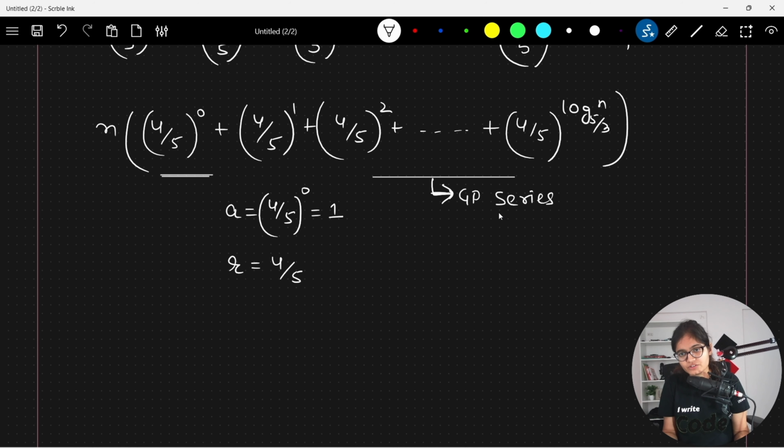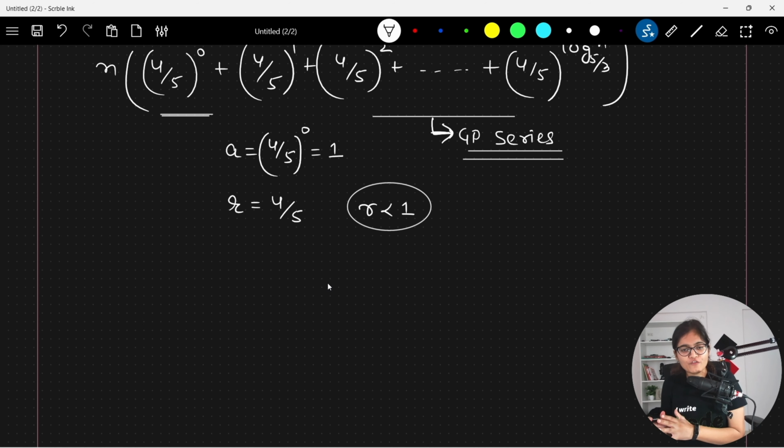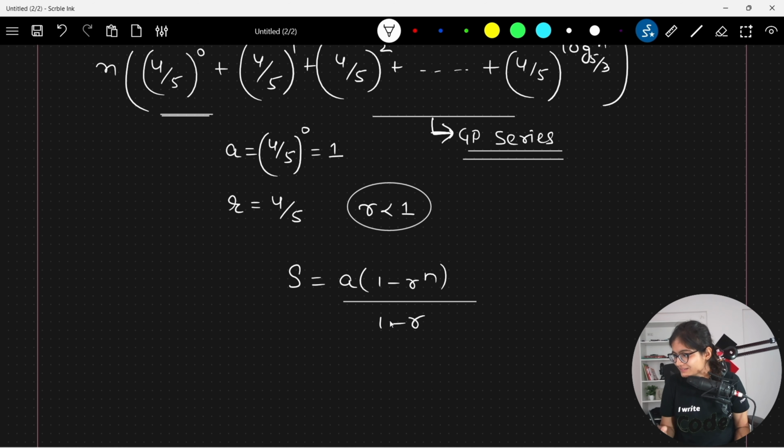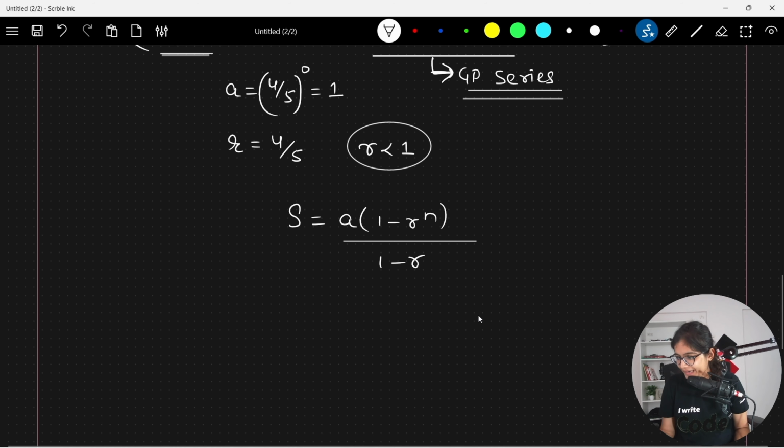This is forming up a GP series. Okay, that's perfectly fine. Now, in this GP series, the value of R is less than 1. So, what is the sum of a GP series when the value of R is less than 1? It will be equal to A into (1 minus R to the power n) divided by (1 minus R). That is what we have whenever we are talking about a GP series, right?